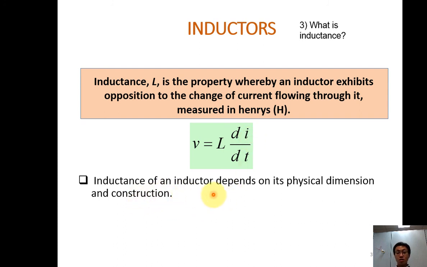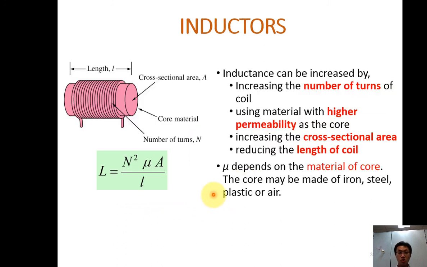So the inductance of an inductor depends on its physical dimension and construction. Just now we had C equals epsilon A divided by d, the distance, which is used to measure the capacitance value. Same as well for the inductor. We have N squared times mu times A divided by L. This is related to the geometry as well. N squared is the number of turns, mu is the permeability of the material, A is the area and L is the length.